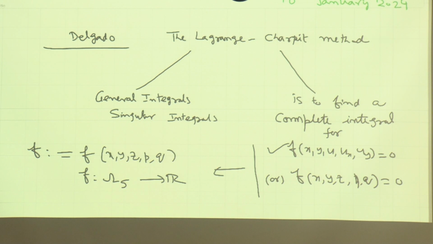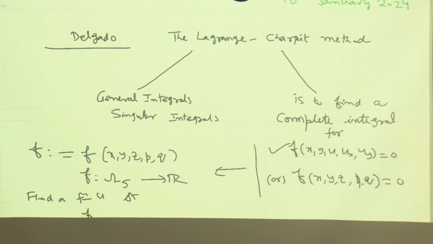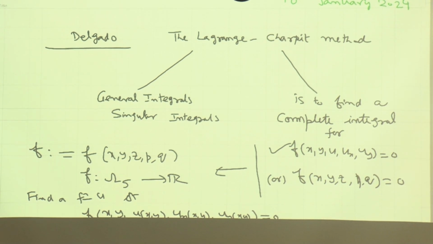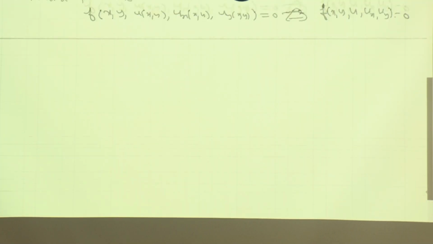Then what they're saying is, my PDE is this. Find a function u such that F(x, y, u(x,y), ux(x,y), uy(x,y)) equal to 0. This in short is F(x, y, u, ux, uy) equal to 0. Okay, this is the equation.